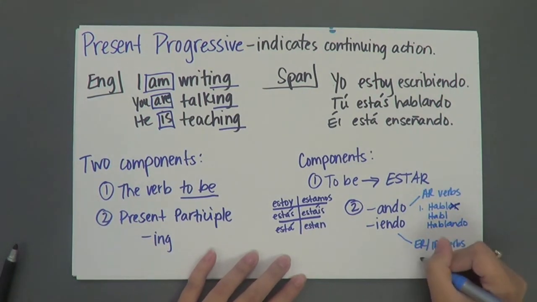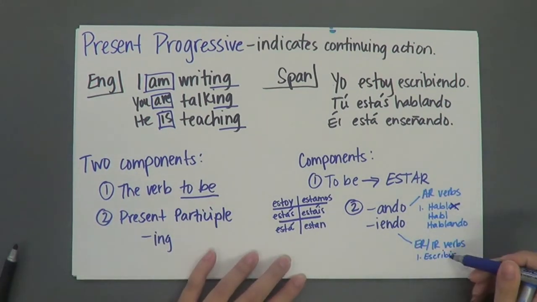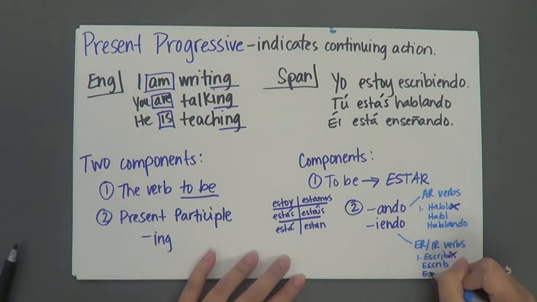And then for ER and IR, it's the same thing. So escribiendo, or escribir. Drop the IR or the ER. You're left with the stem. And then add yendo.